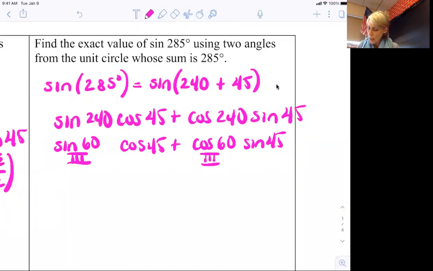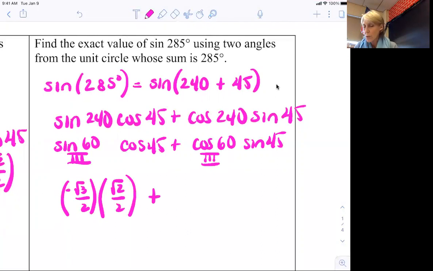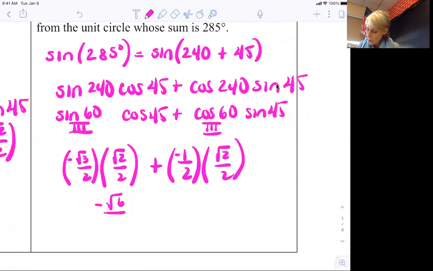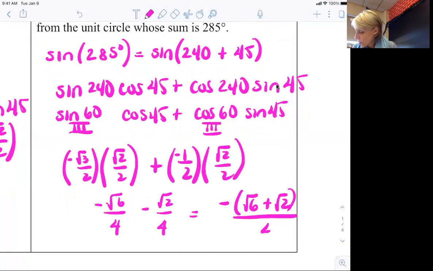And we're going to substitute sine of 60 is radical 3 over 2. In quadrant 3, it's negative. Radical 2 over 2. Cosine of 60 in quadrant 3. Cosine of 60 is 1/2, but it's negative. Radical 2 over 2. Negative radical 6 over 4 minus radical 2 over 4. So this is equal to negative, I could factor that out, radical 6 plus rad 2 all over 4.